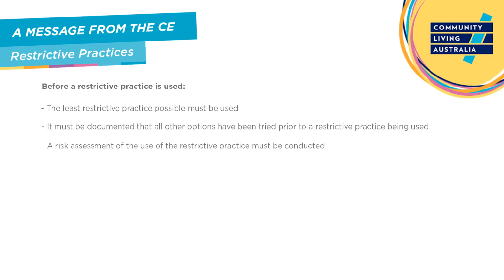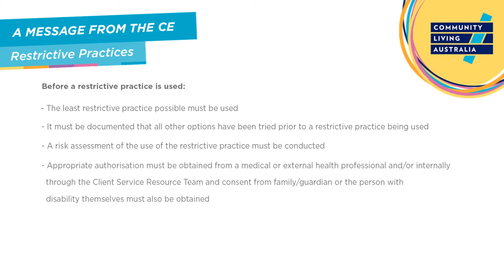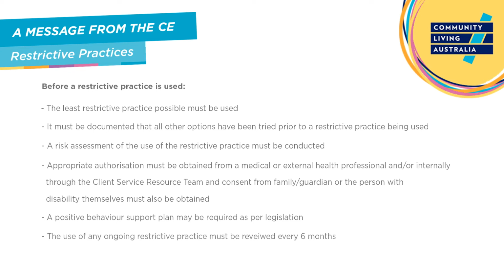A risk assessment of the use of the restrictive practice must be conducted. An appropriate prescription, consent and endorsement must be obtained from a medical or health professional, the family or guardian and the person themselves. A positive behaviour support plan may be required as per the legislation, and the use of any ongoing restrictive practice must be reviewed every 6 months. The effects of the restrictive practice on other people must also be considered and minimised wherever possible.